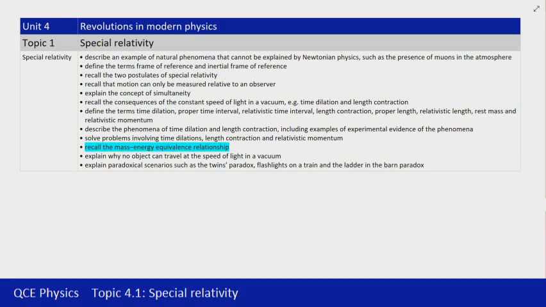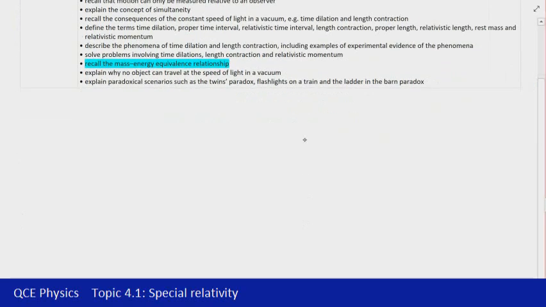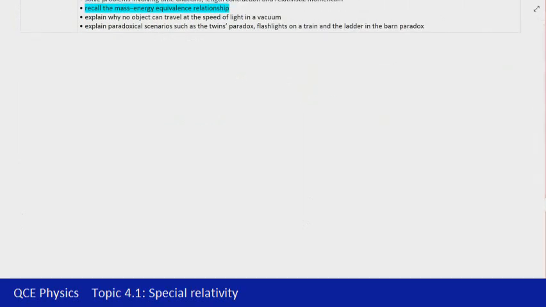The second last dot point that we need to deal with for topic 4.1 special relativity is about the mass-energy equivalence. Now, we've actually covered this before back in Unit 1 when we looked at nuclear physics, dealing with binding energy and energy released due to nuclear fission, nuclear fusion and radiation. So it might seem a bit unusual to bring it up again here. The reason why we are is because it actually comes from special relativity.